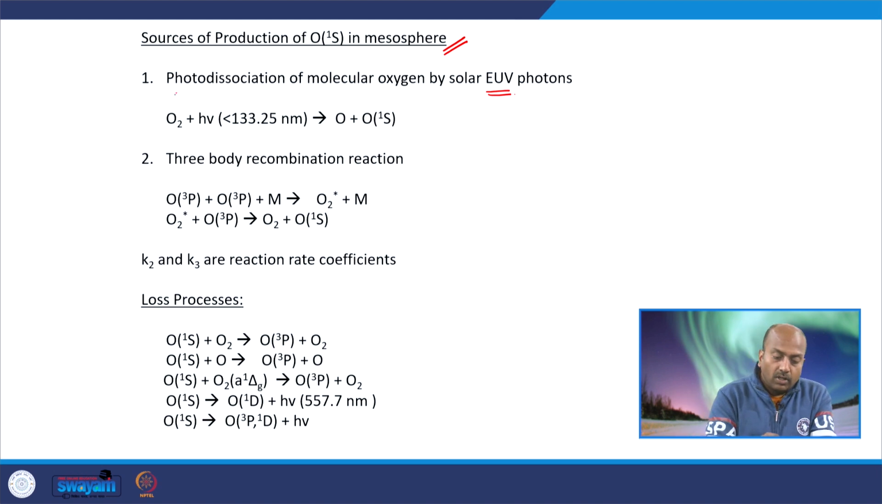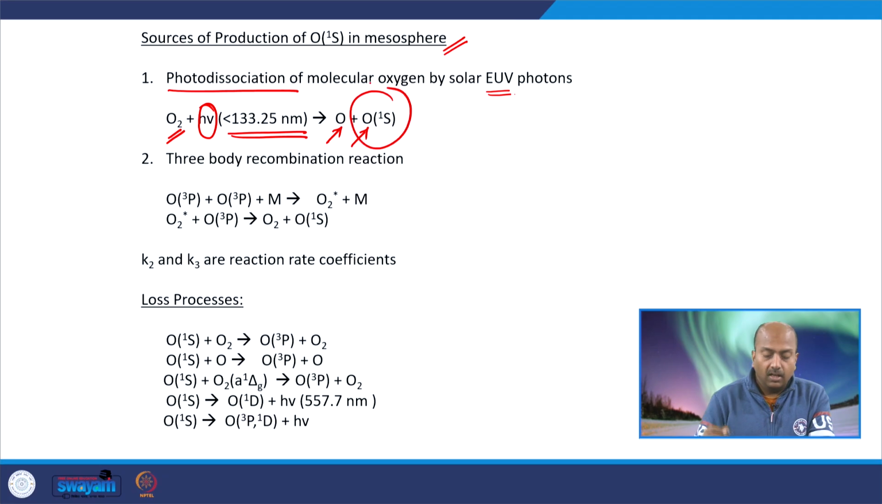So, the first one is photodissociation, in which Hν, the electromagnetic radiation within a threshold wavelength, is dissociating these oxygen molecules into two atoms, out of which one is in the excited state.